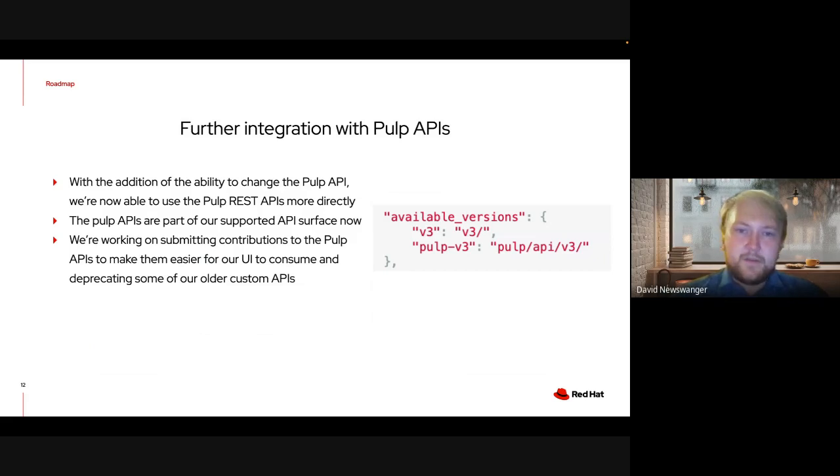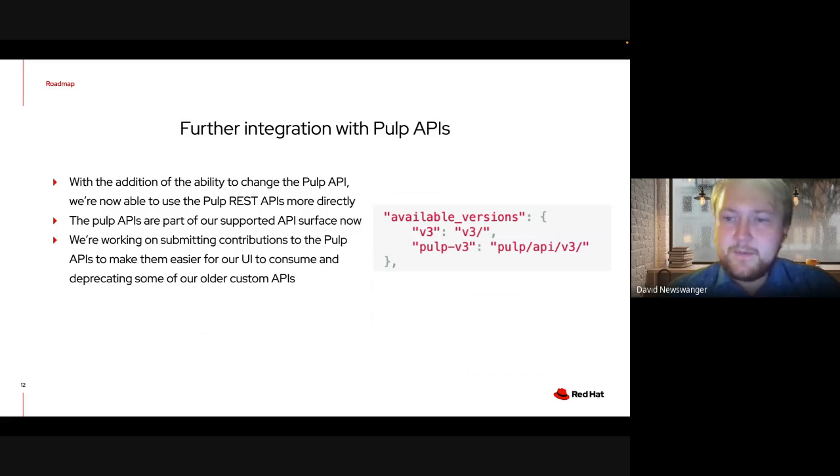But in one of the previous versions of Pulp, you introduced a feature that allowed us to change the API route for the Pulp APIs. Now we can serve those APIs under the API/Automation Hub namespace on console.redhat.com. This has allowed us to use all of the Pulp APIs directly, which is really great. It's enabled us to build UIs such as that tasking system that Yuri demoed. And we're also going to be using it to drive the new CRUD views for remotes and repositories.